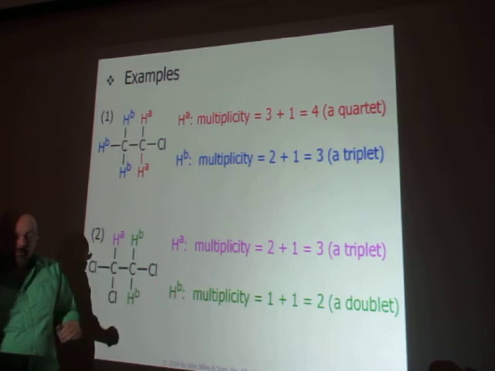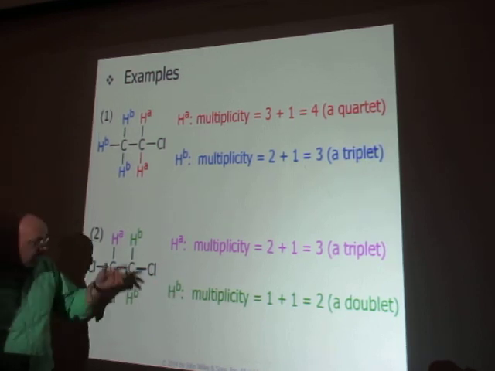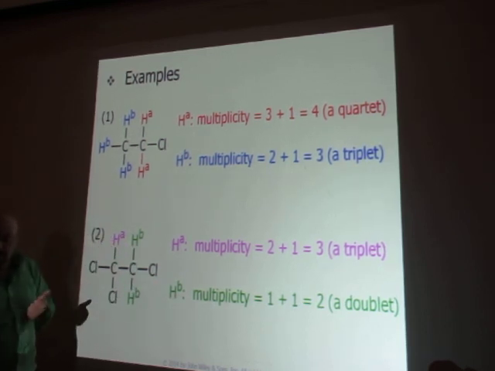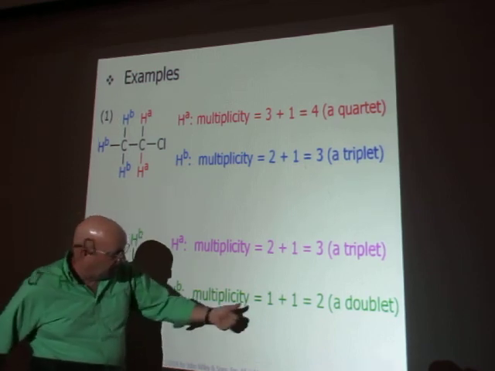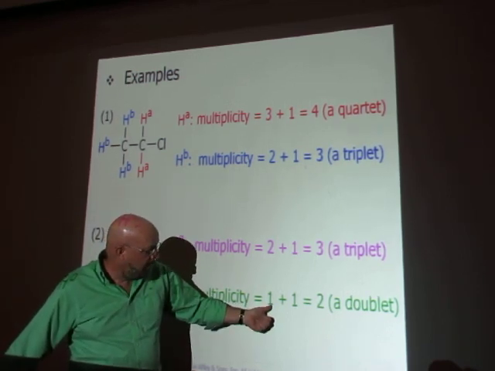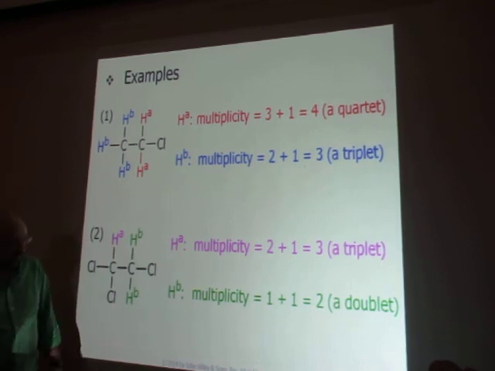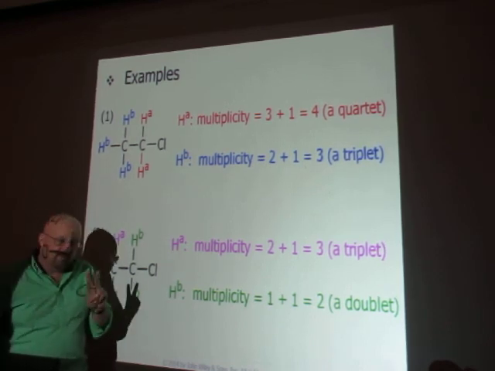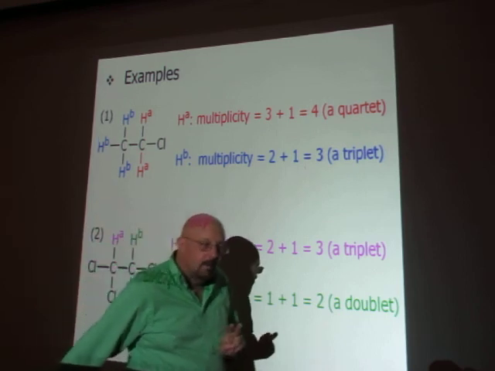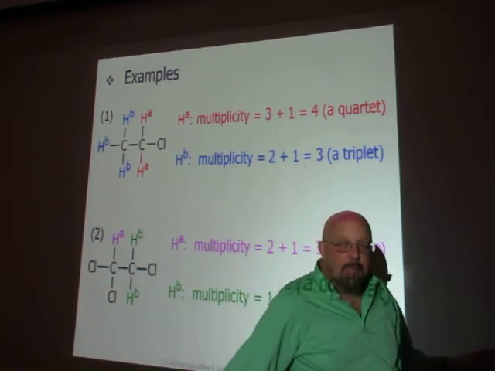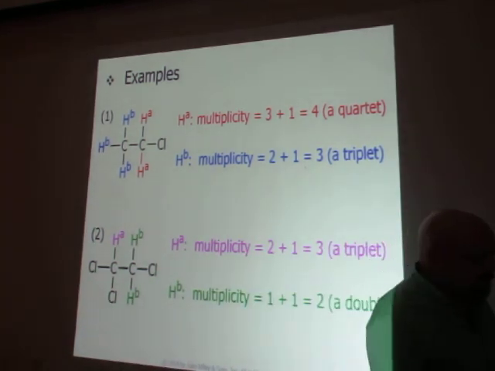The green protons will give a signal, and they're going to be split by the pink one. We only have one pink one, so we'll plug into our formula, n plus 1, so 1 plus 1, 2. That's called a doublet. You have 2 lines. So the green ones will show up as 2 lines, a doublet, because there's only one proton on the neighboring carbon that is splitting it.